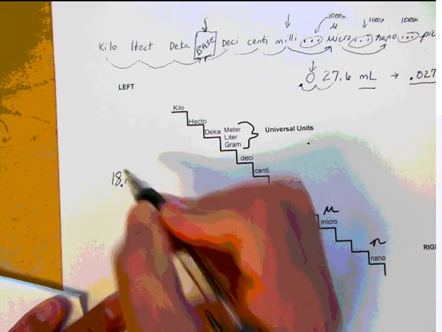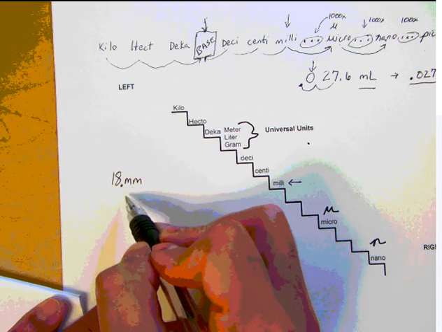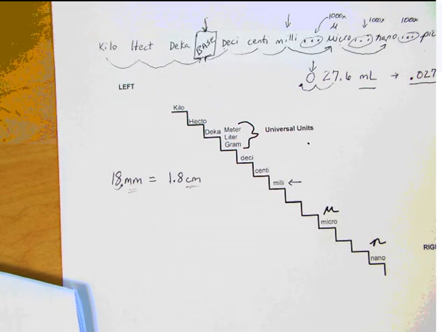So here's my decimal point, 18 millimeters. I move it once to the left. It is equal to 1.8 centimeters. Make sure you put your units on there. No naked numbers, guys. All right, so that's how you do some conversions.